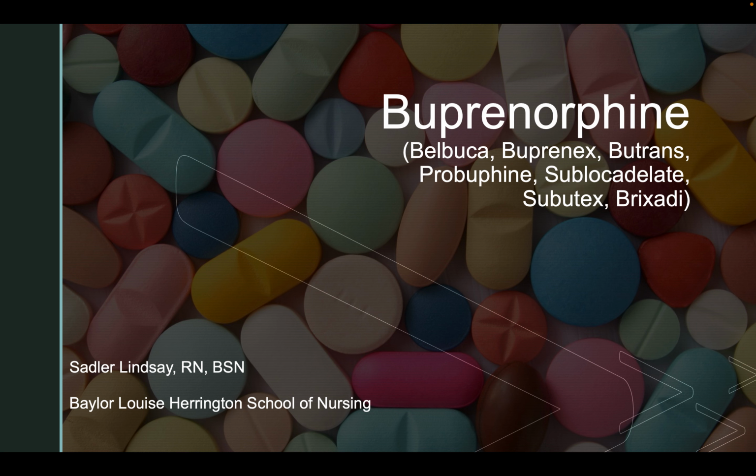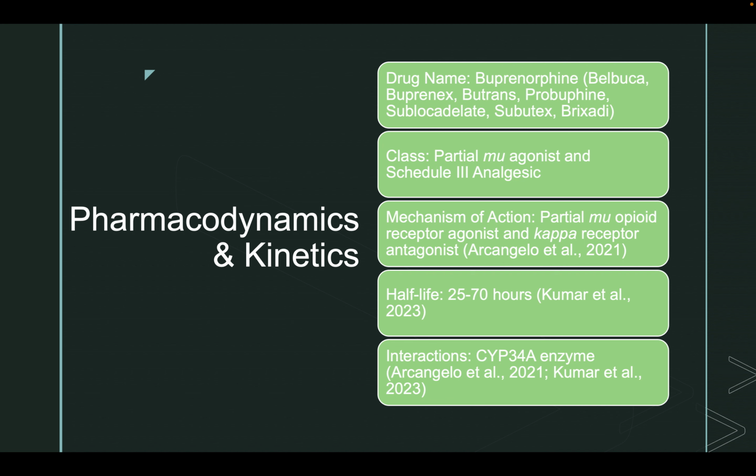And today I'll be presenting my presentation for you on buprenorphine. So first, buprenorphine and many other names up there. So these trade names include Belbuca, Subutex, Sublocade, Brixadi, Buprenex, Butrans, and Probuphine. It's a partial mu agonist and a Schedule III analgesic.